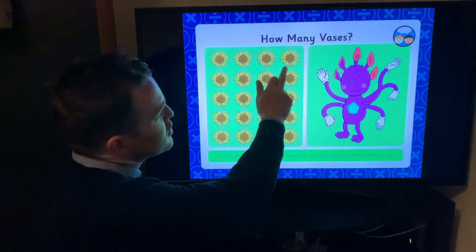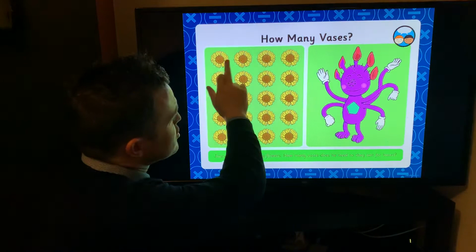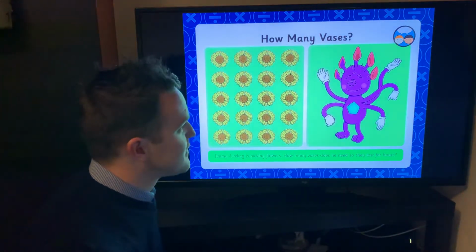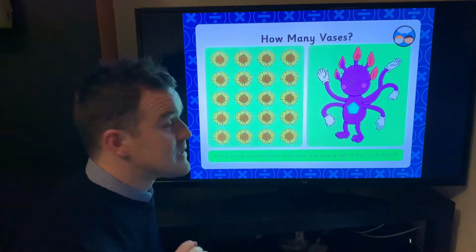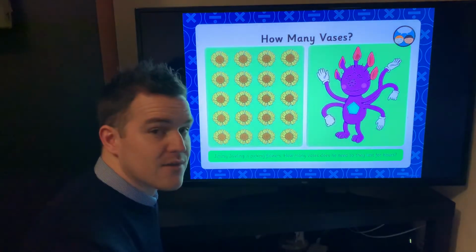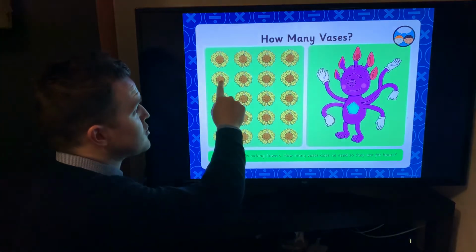So if he tried to put these in a vase, that's 1, 2, 3, 4. It's not going to work in Planet Jive. He needs to have everything in 5s. But if you look, similar to yesterday actually, look sometimes across the top and down the bottom and look for a pattern. And I can see, look, 1, 2, 3, 4, 5.